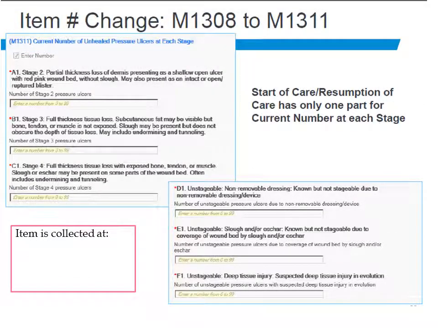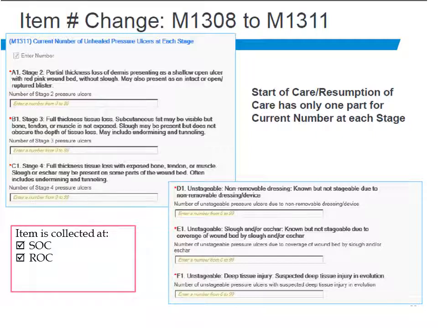Item number change, M1308 to M1311. So now it's M1311 in OASIS C2, and it's the current number of unhealed pressure ulcers at each stage. If you said yes to the previous question of whether there's a pressure ulcer at stage 2 or higher, then 1311 will pop up, and it just needs to know how many stage 2s, stage 3s, stage 4s, and on and on. Just like you are answering right now, it's just a different numbered question.